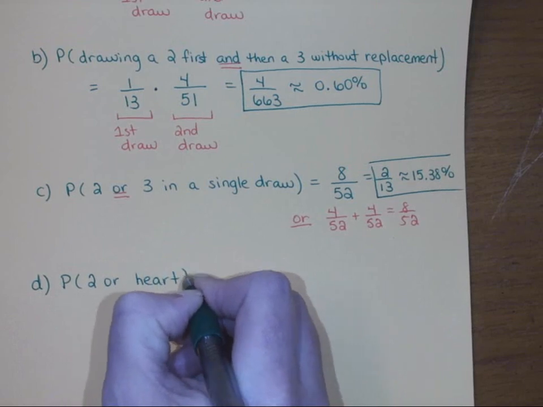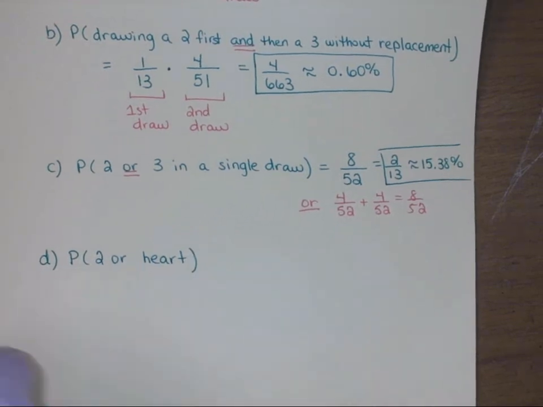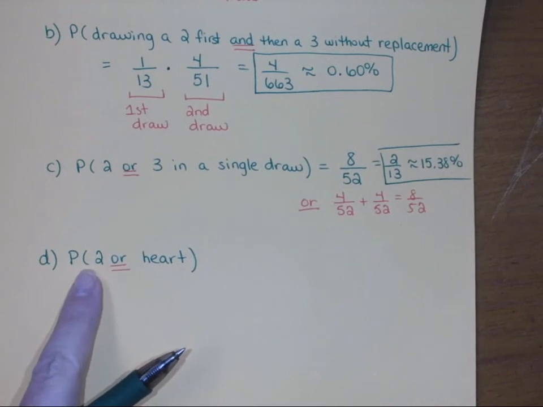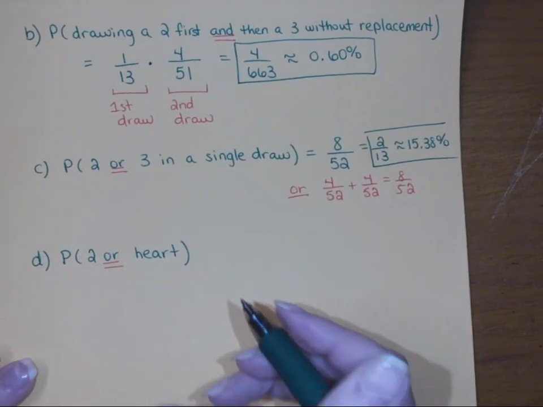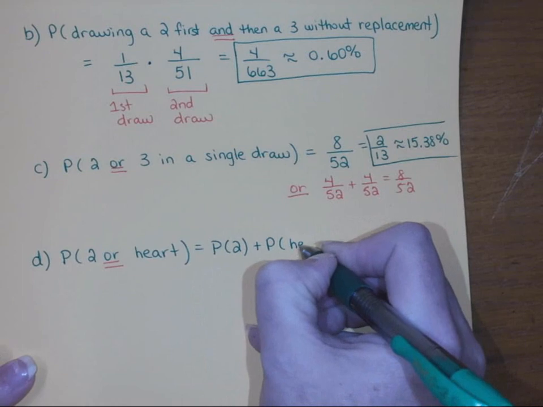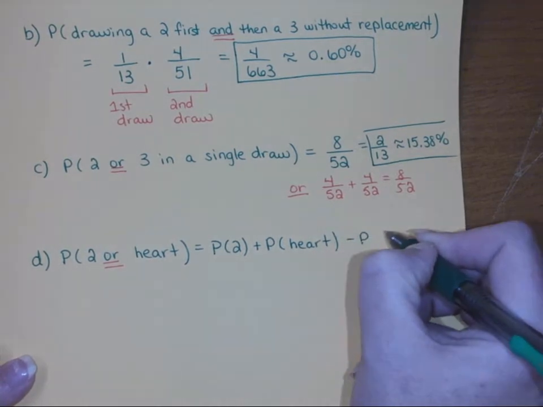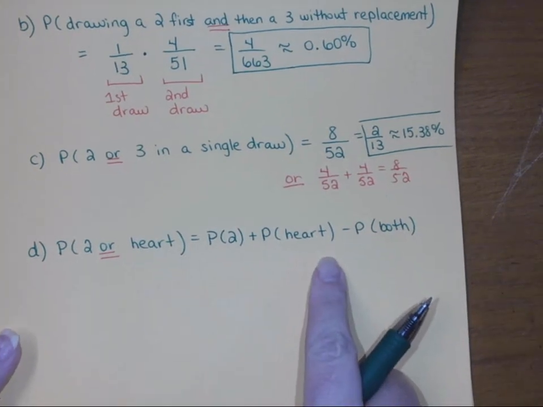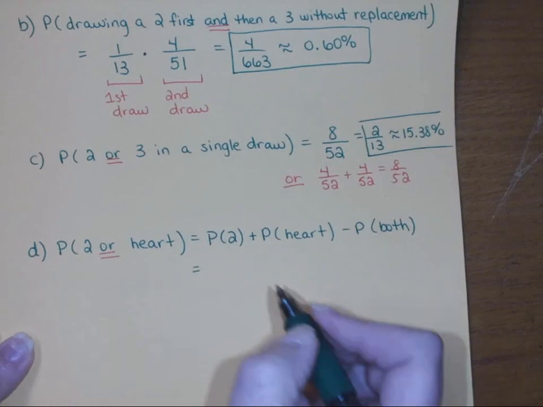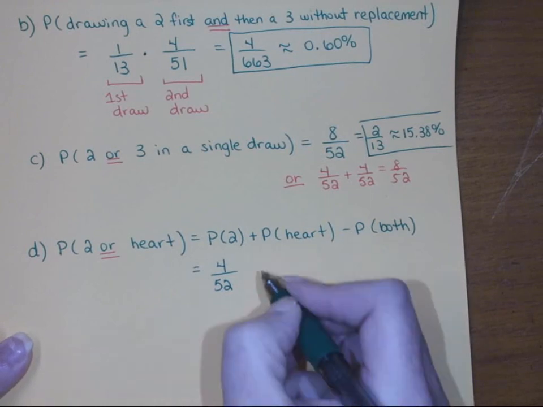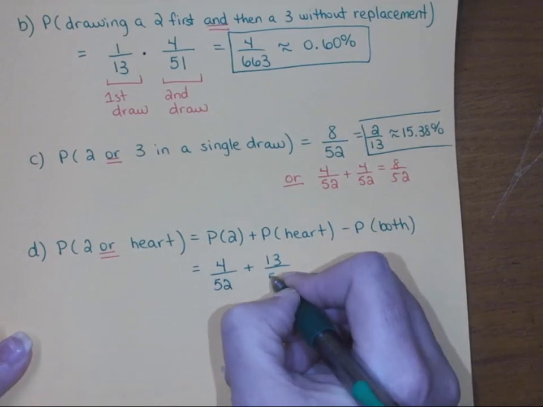So let's look at this one. We have the probability of a 2 or a heart. Remember, OR probabilities is the probability of the first plus the probability of the second minus the probability of both. So I'm going to write this out. We need the probability of 2 plus the probability of heart, minus the probability of both. In other words, don't we have a card that is the 2 of hearts? We'll talk about that in just a bit. So the probability of a 2 is 4 out of 52. There are 4 2s in a deck of 52. The probability of hearts is there are 13 of them.